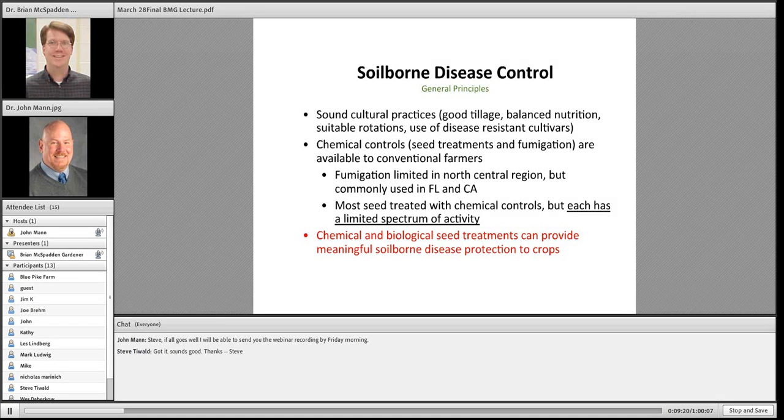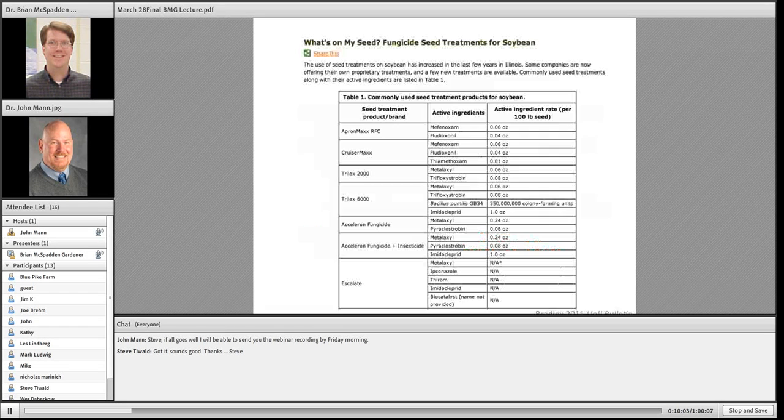General principles about soil-borne disease control are that sound cultural practices, good tillage, balanced nutrition, suitable rotations, and the use of disease-resistant cultivars do provide a large degree of control. However, additional chemical controls and seed treatments are available to conventional farmers. Fumigation is actually used in Florida and California quite extensively, primarily on vegetables and floriculture crops. But the agronomic crops are generally treated with chemicals, each of which has a limited spectrum of activity. Overall, chemical and biological seed treatments can provide meaningful soil-borne disease protection to crops, and this has been shown in multiple studies.